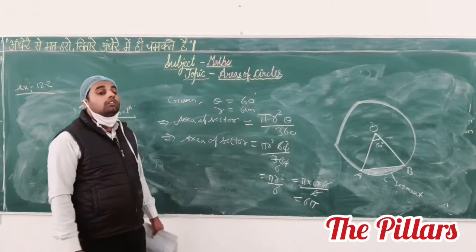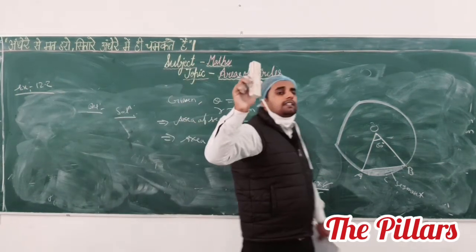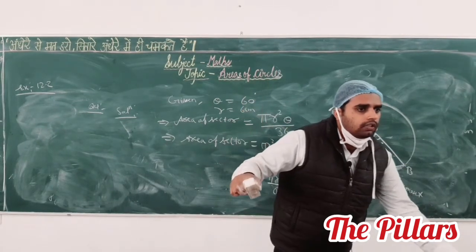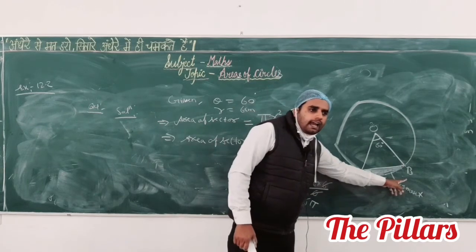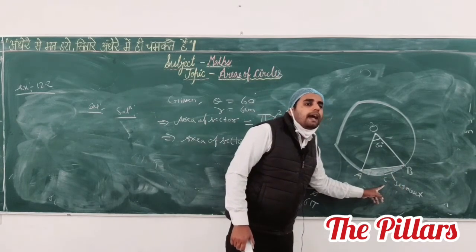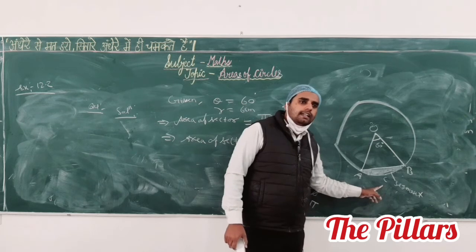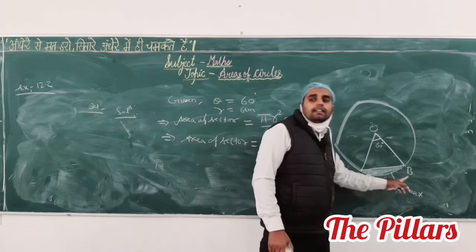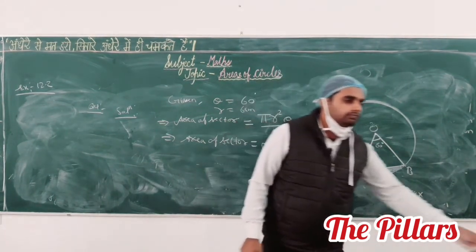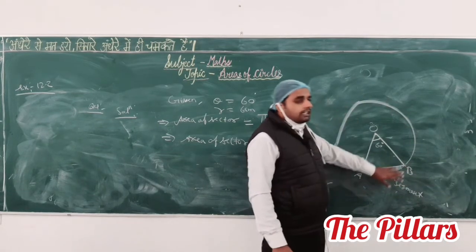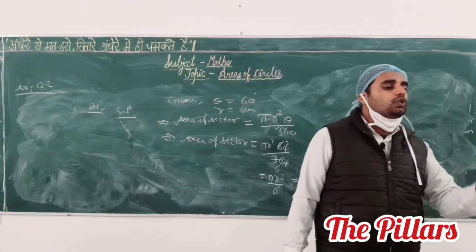What is minor segment? Listen, Ayush has asked what the minor segment is. You see, Ayush, the area covered by the minor arc is the minor segment, because this is the minor arc and the area covered by it is the minor segment. If the angle is less than 180 degrees, then the area covered by the arc and the chord is the minor segment. And the major segment is the total area that remains, so total area minus minor segment equals the major segment.